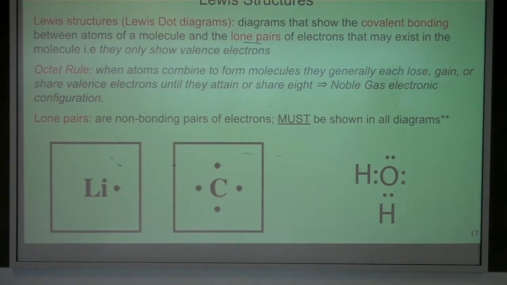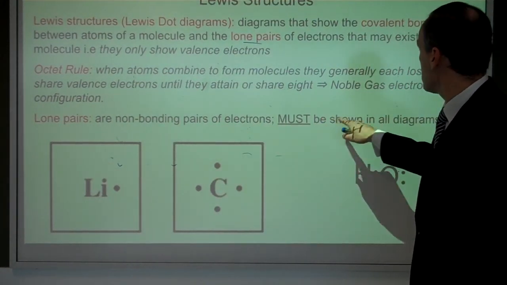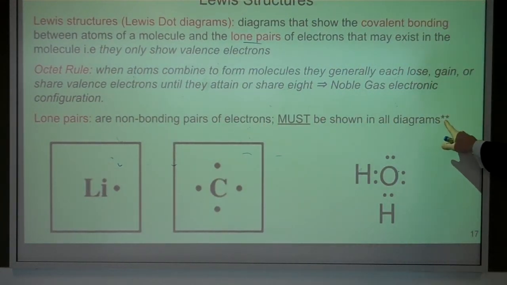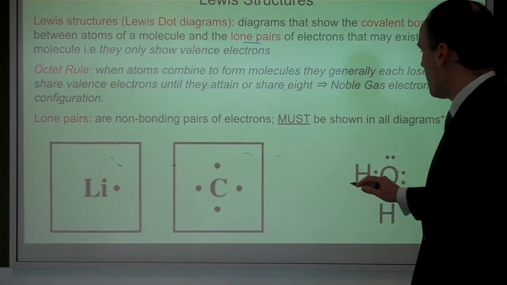Now, lone pairs are defined here. Non-bonding pairs of electrons must be shown in all diagrams, double asterisk, because I'm telling you, point blank, in the exam, every time you don't show a lone pair, you will lose half a mark. What's a lone pair? How do you show it? Lone pairs are non-bonding pairs.